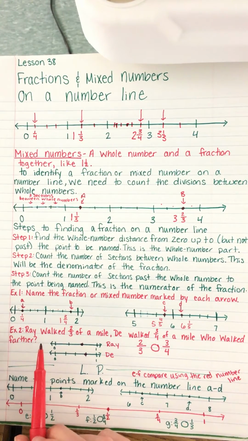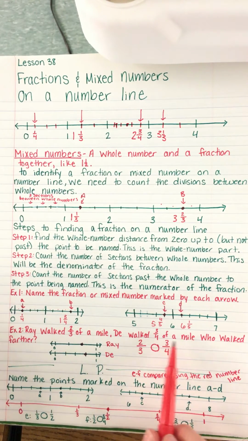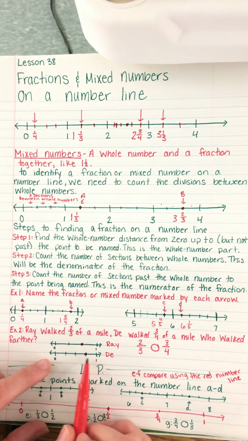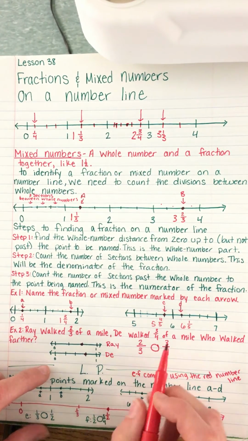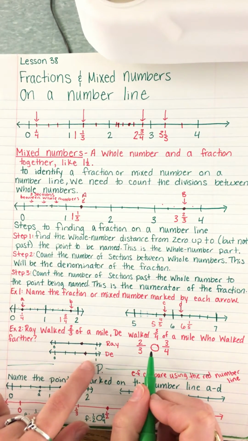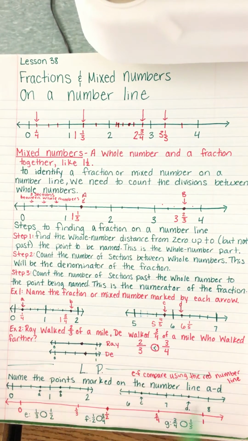Okay? Example 2. Ray walked 2/3 of a mile. D walked 3/4 of a mile. Who walked further? I divided my number line, this is the mile, into thirds and fourths, and you can see that Ray walked 2/3 and D walked 3/4. So 3/4 is larger, 2/3 is less than 3/4.